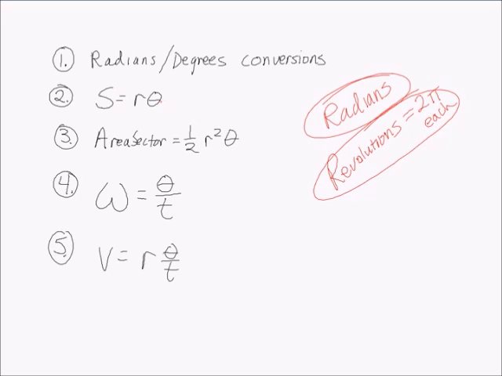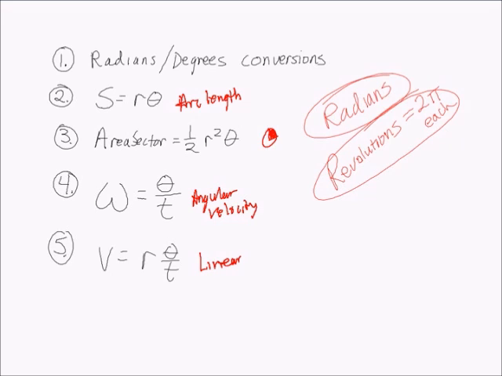S equals r theta. This is arc length. Okay. You guys need to go back in your notes if you don't know what arc length is. Area of a sector. Okay, so that's when you have a circle and you're trying to find the area of that pi slice. Omega is angular velocity. And v is linear velocity.